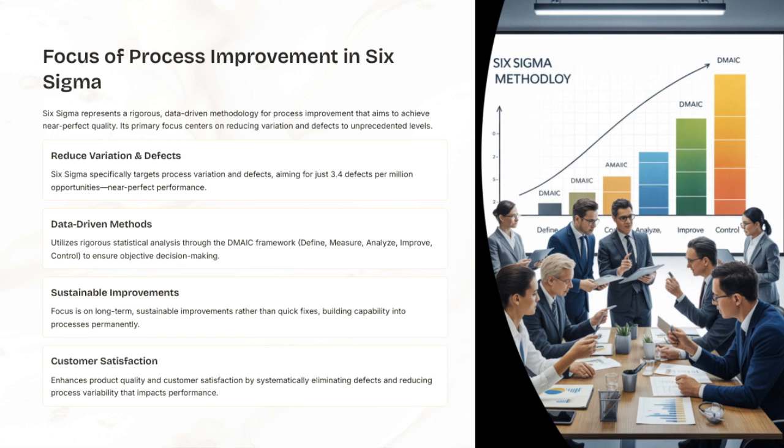Ultimately, Six Sigma is a rigorous, data-driven approach for process improvement. Its primary focus is on reducing variation and defects to unprecedented levels, helping us deliver the highest quality products and services possible. This process improvement focus aligns perfectly with our overall goal of achieving operational excellence and exceeding customer expectations.